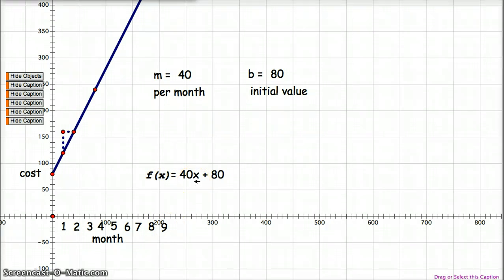Okay, just another review question. What's our domain? Okay, first, in order to know what our domain is, you have to know what domain deals with. The domain for a function is all of the x values in that function. So what are all our x values in this function?